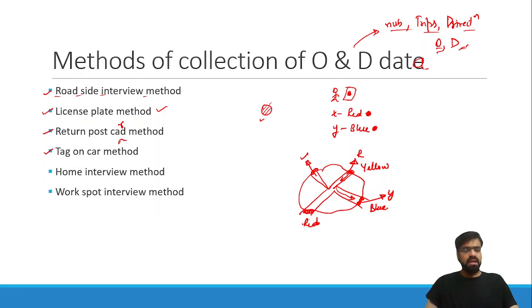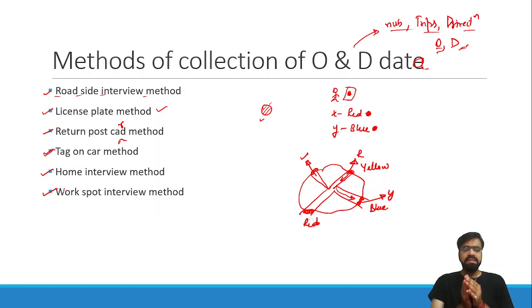This will tell us about the number of vehicles. This is a very effective method, equivalent to the license plate method. Also, it requires less computation as compared to the license plate method. So this method can also be used to find out the desired destination for any vehicle. Other interview methods are the home interview method and the work spot interview method.